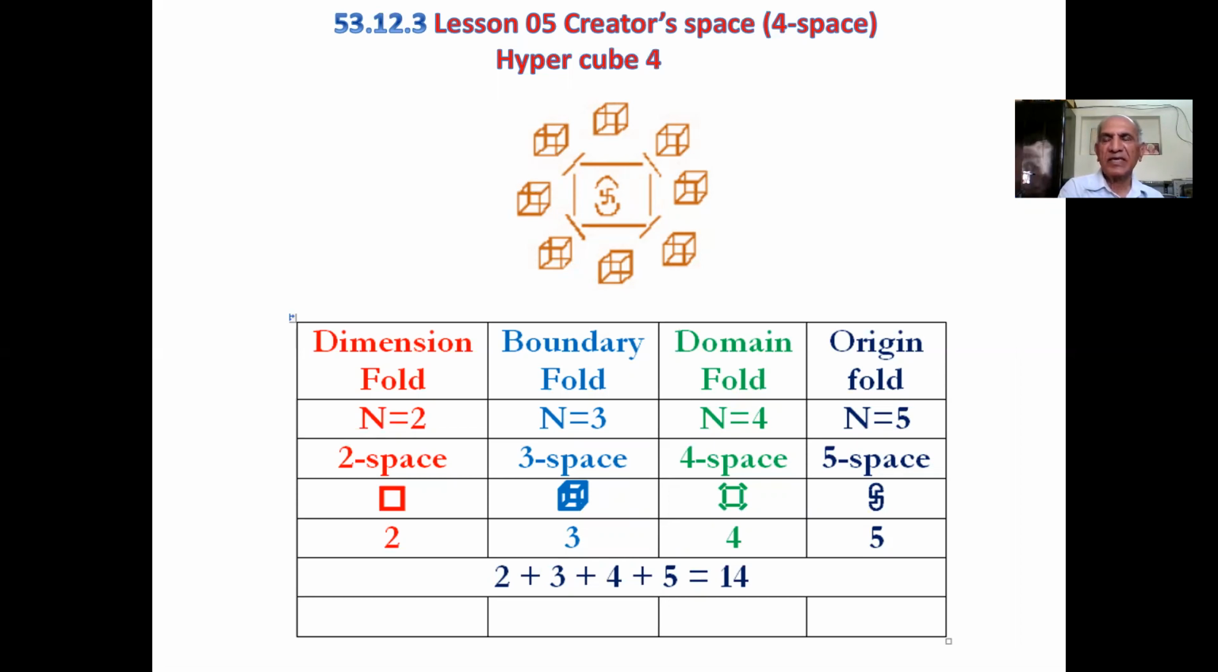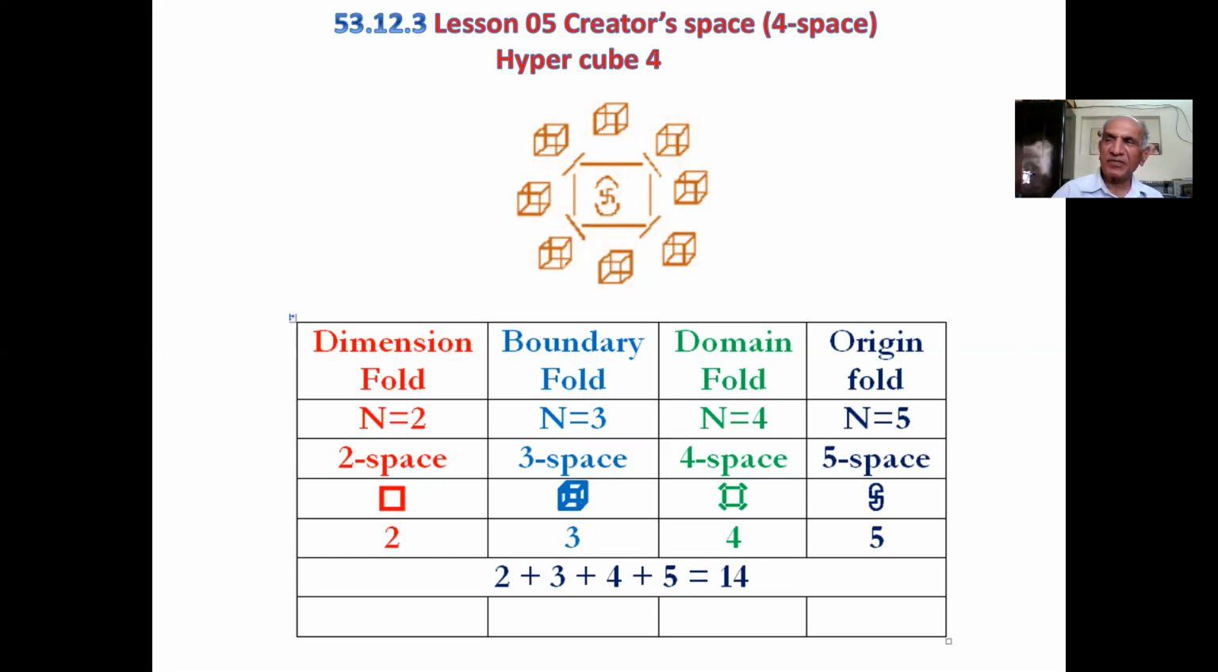As we have seen that the hypercube 4 is having manifestation features parallel with the idol of Lord Brahma, as such, the dimension fold is a spatial dimension. That is, two space is playing the role of dimension in respect of four space body.